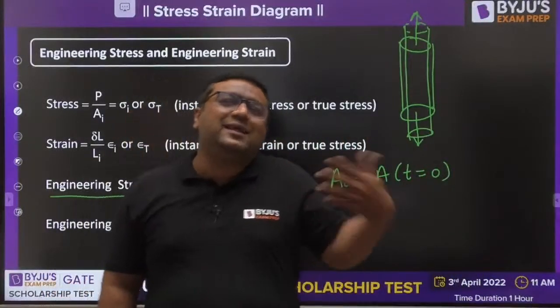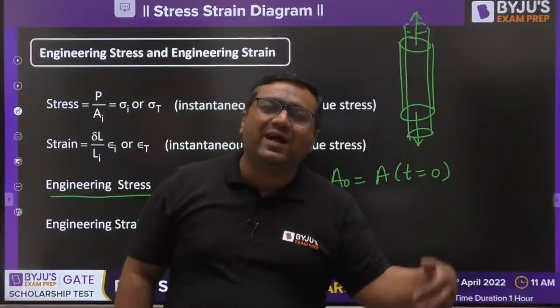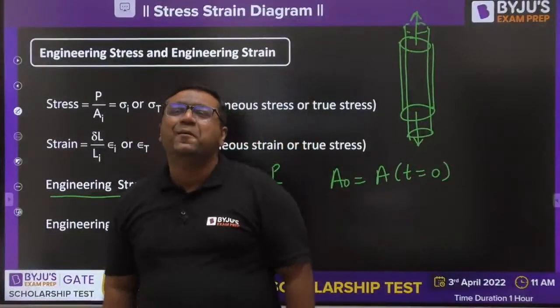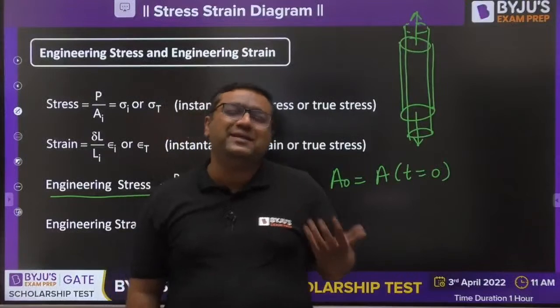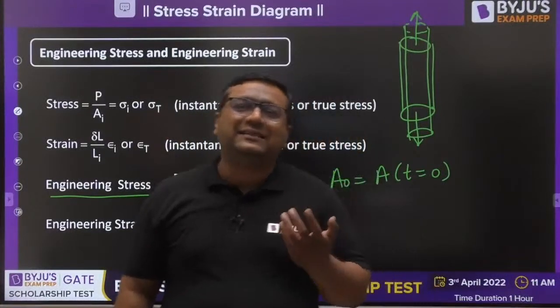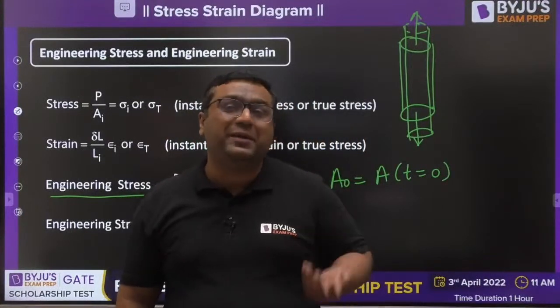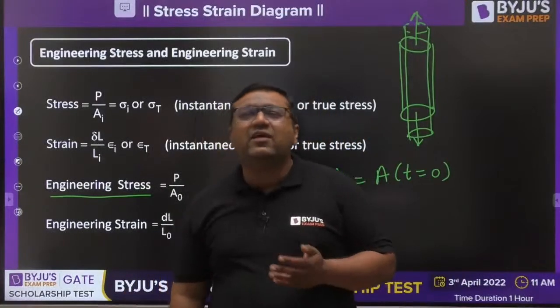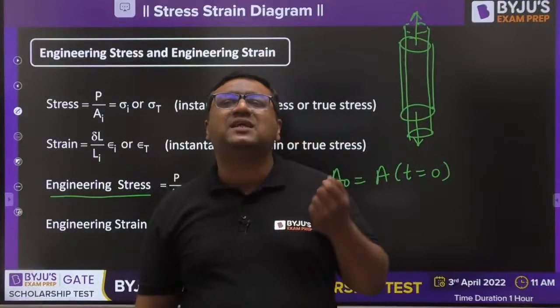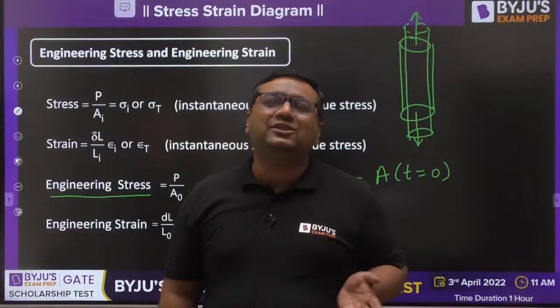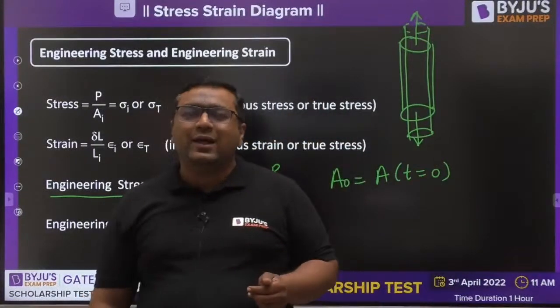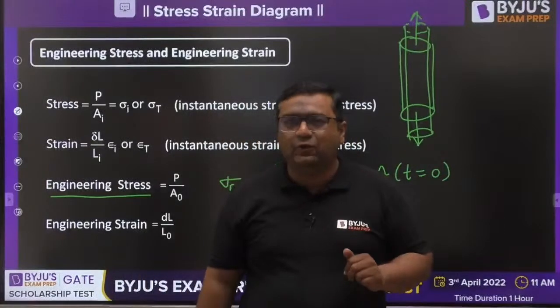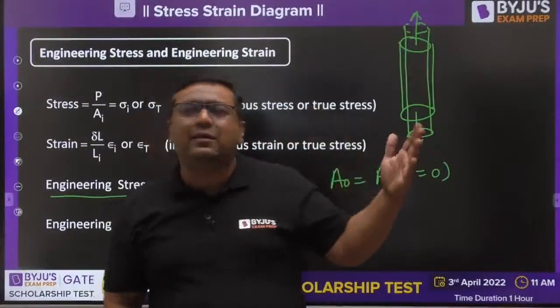So rather than calling it false stress, we call it engineering stress, because stress is not at all a measurable quantity. We cannot measure stress. You must have seen that when you go to the doctor to check your blood pressure, the doctor tells you the minimum and maximum value. Pressure is external, so they can directly measure it.